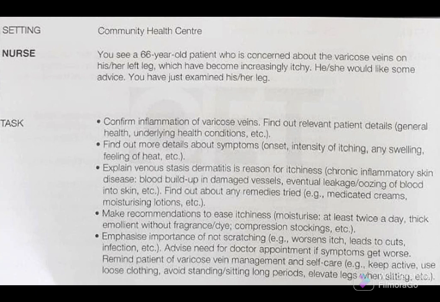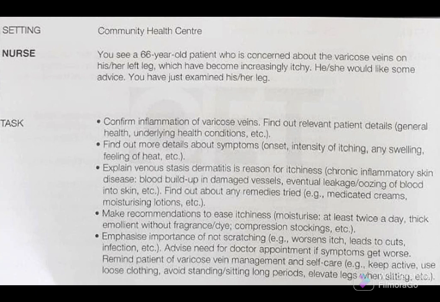So here in this first task, what they have given is confirm inflammation of varicose veins, find out relevant patient details like general health, underlying health conditions, etc. So in this case, it will be different. What you can do during the 3 minutes preparation time is ask the interlocutor how may I address you.